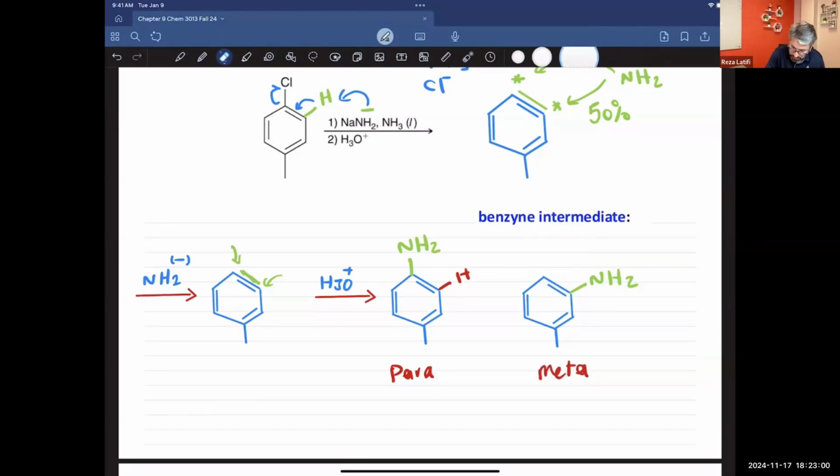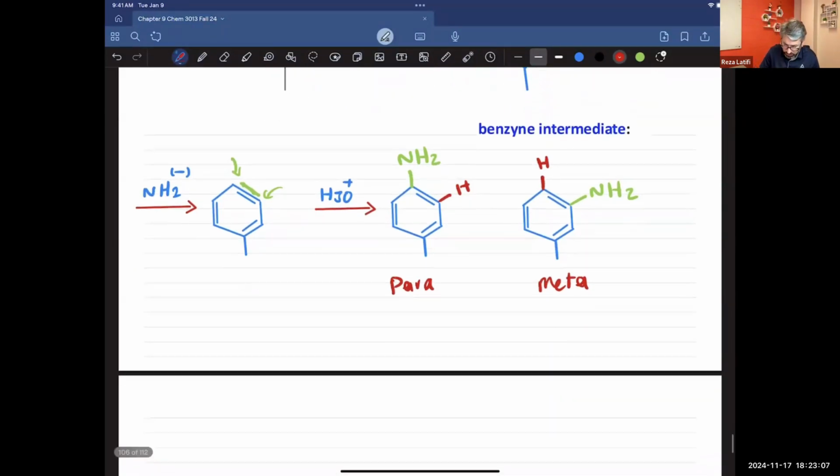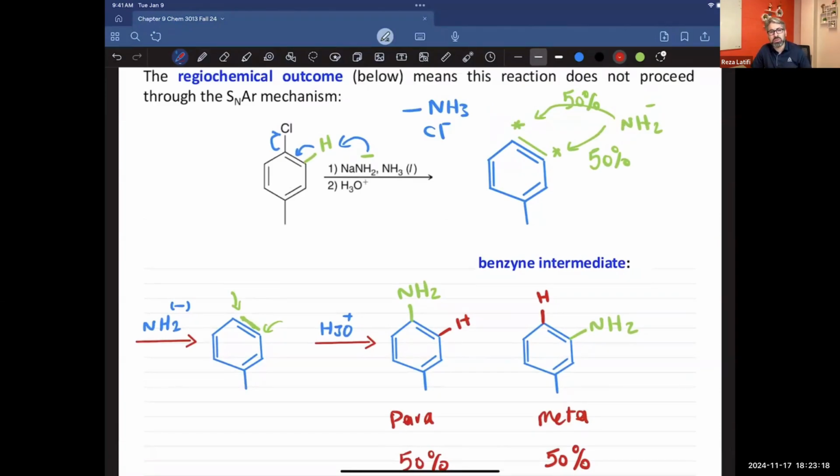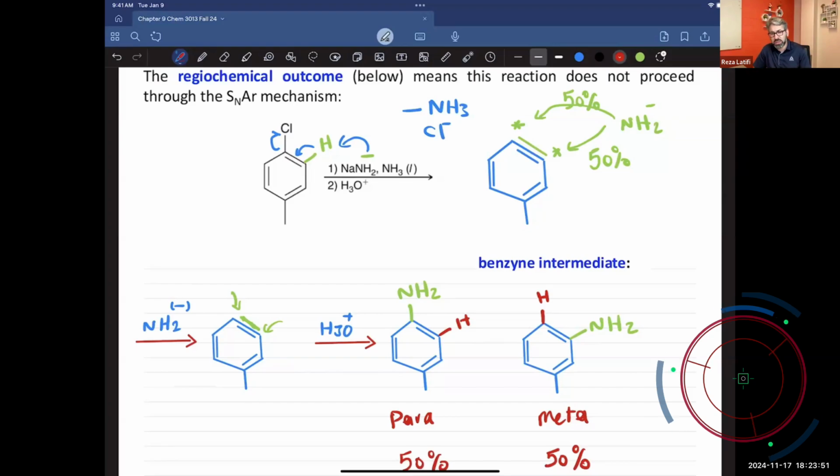Why did I draw this one that way? So we have para and meta product, and the ratio for them is going to be 50-50, because the methyl group is not that bulky to generate too much steric effect. And this is the reason why whenever we treat parachlorotoluene with a strong base, we get 2 products, because we get a benzyne intermediate, and that intermediate has 2 almost identical carbons. Yes, their position relative to the methyl group is different, but you can't differentiate them by steric effect. And so when the nucleophile wants to reach them, it has 50% chance to reach either of them. And that's the reason I get such a product.